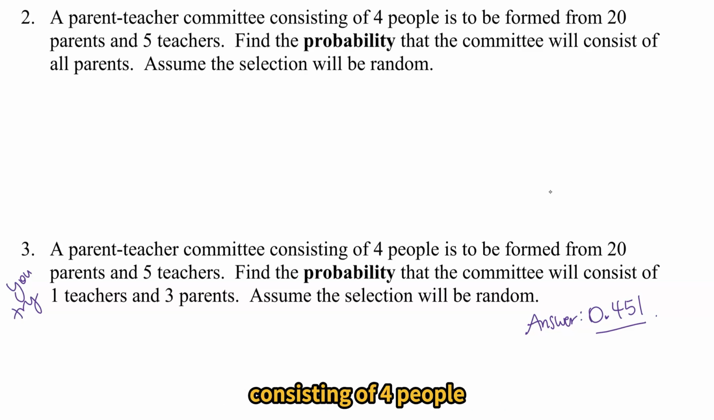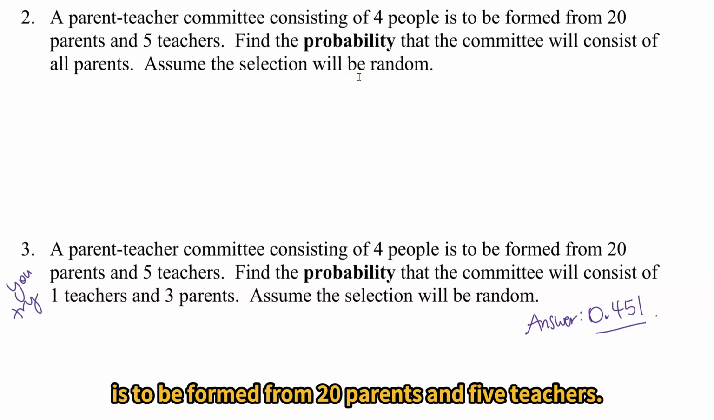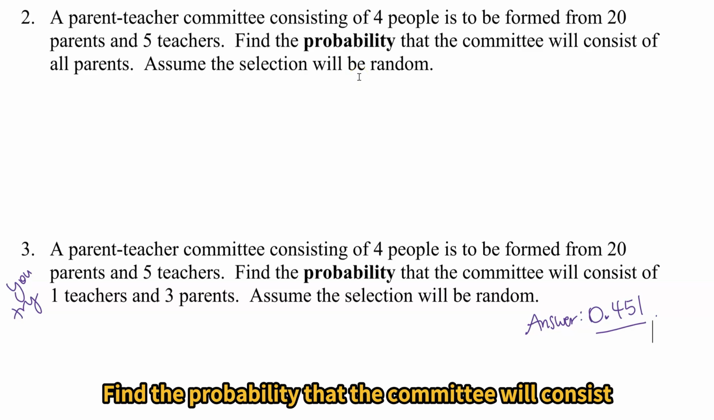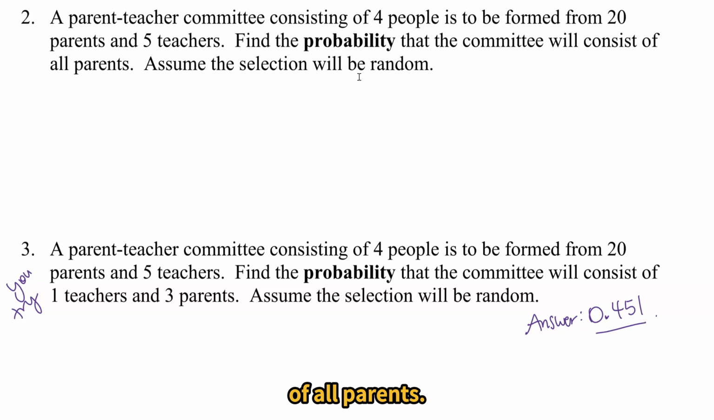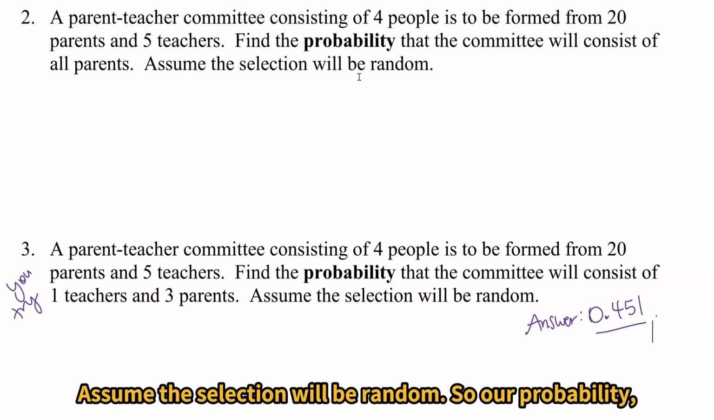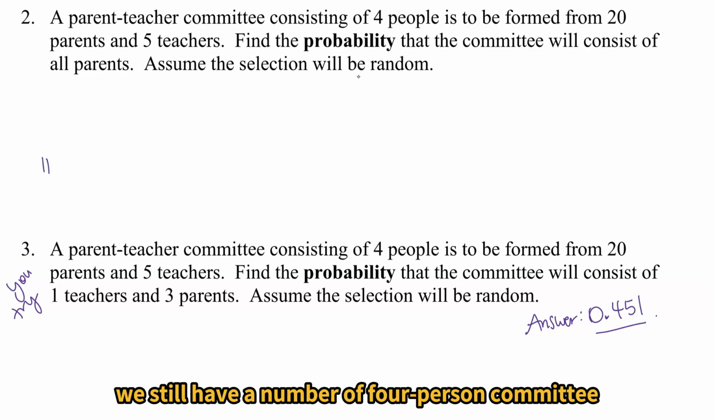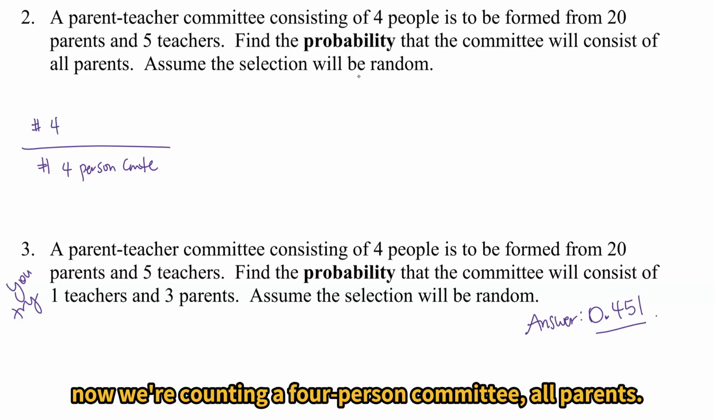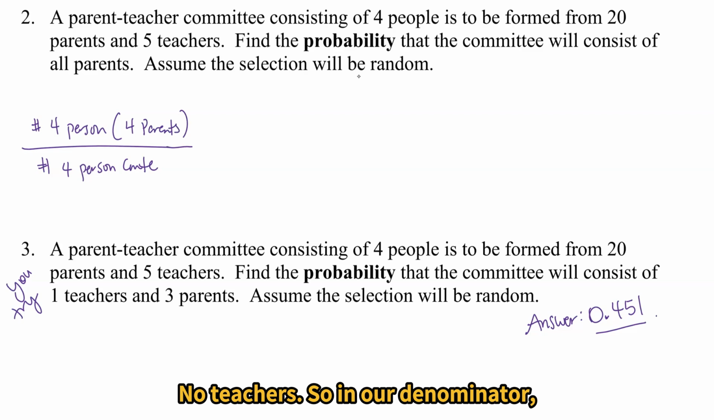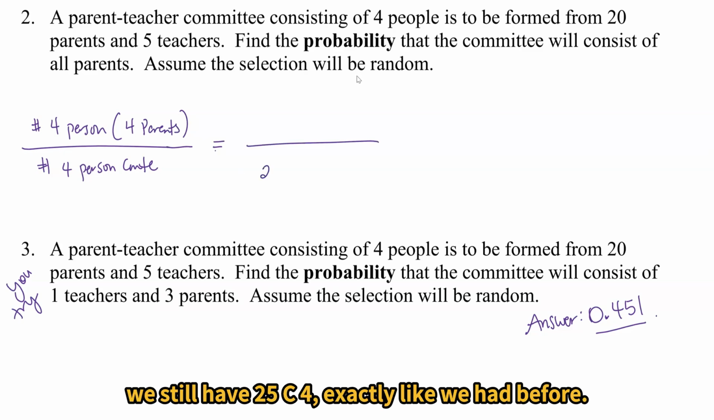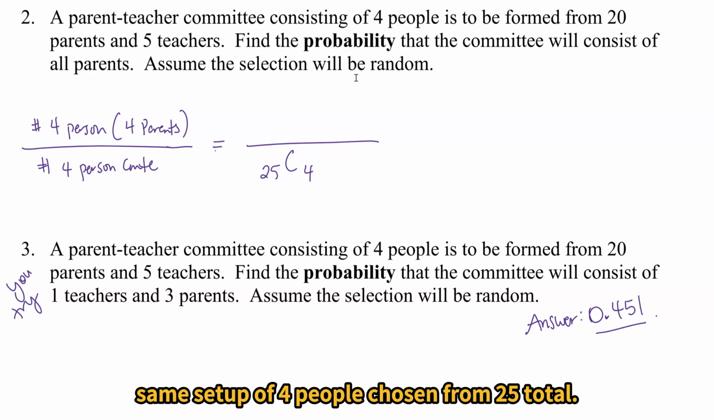A parent-teacher committee consisting of 4 people is to be formed from 20 parents and 5 teachers. Find the probability that the committee will consist of all parents. Assume the selection will be random. So our probability, we still have a number of 4-person committee on the bottom. On the top now we're counting a 4-person committee, all parents, no teachers. So in our denominator, we still have 25C4, exactly like we had before, because we still have that same setup of 4 people chosen from 25 total.